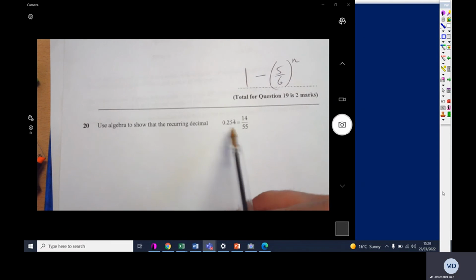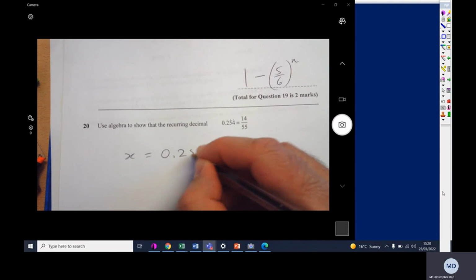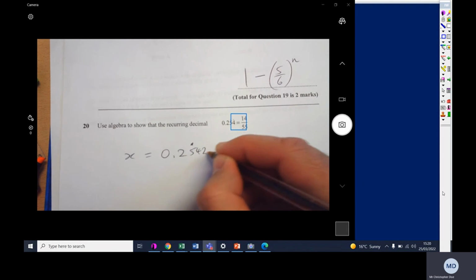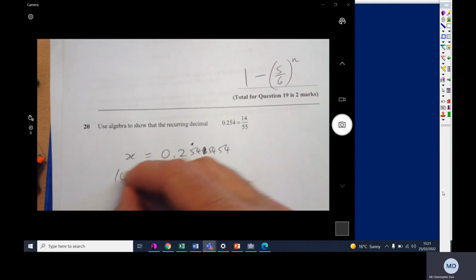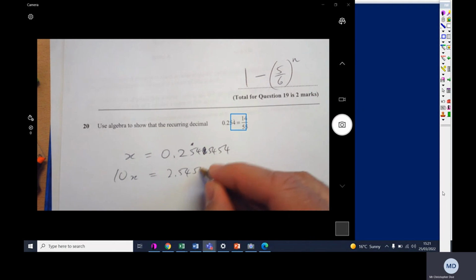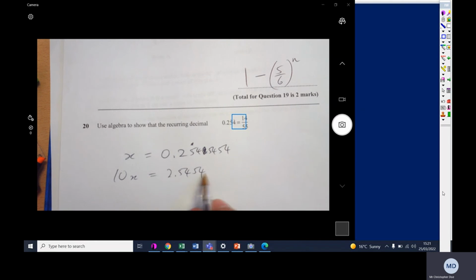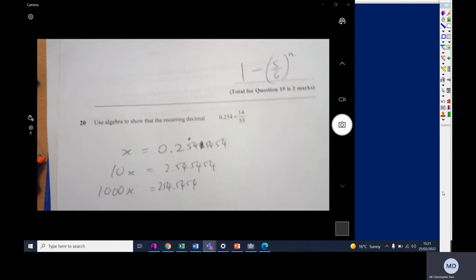I don't know. Using algebra to show a recurring decimal, so you would let x be 0.2545454. Let's write it out a bit more. 10x then is 2.545454. Now I want another one which has got the same recurring 5454, so I can subtract. That will be, I have to move it twice. That'll be 1000x will be 254.5454. You have to move the point 2 places more, which is why you've got to times by a bit more.